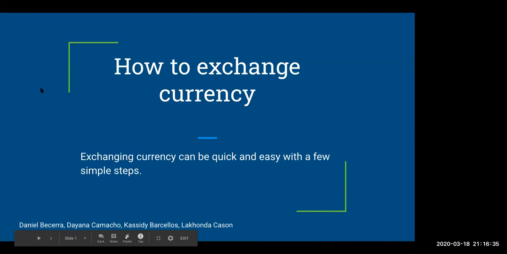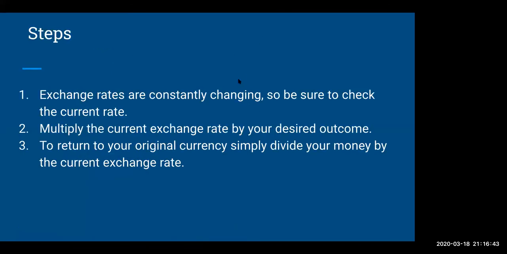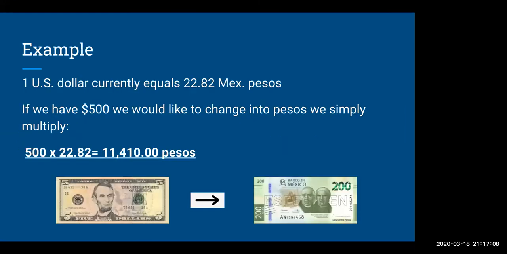So we did ours on how you can exchange currency. It's really easy. The currency rates are always changing, so you want to make sure you're checking the currency exchange rate before you do all of the math. But you're just going to multiply the exchange rate by your desired outcome. And when you're coming back, you can always divide the amount of money you still have left by that original currency exchange rate. So we have a few examples.